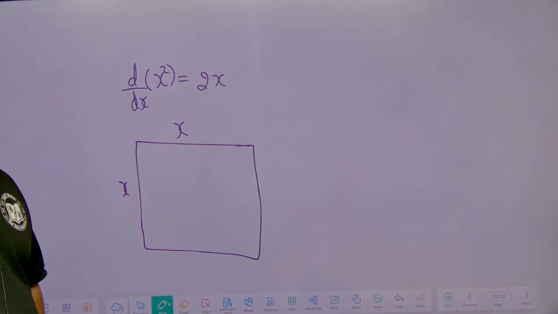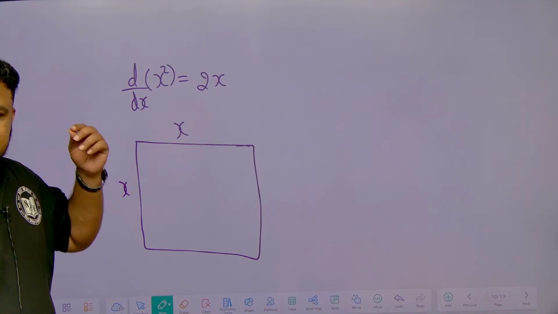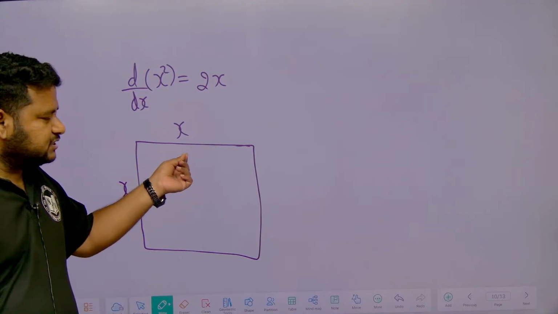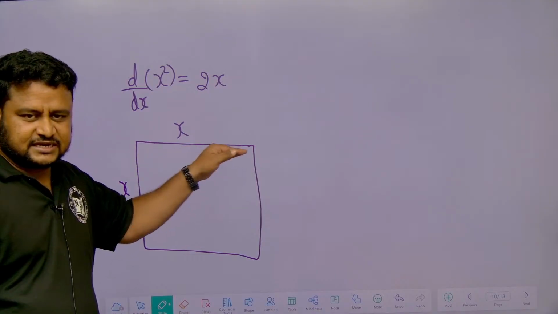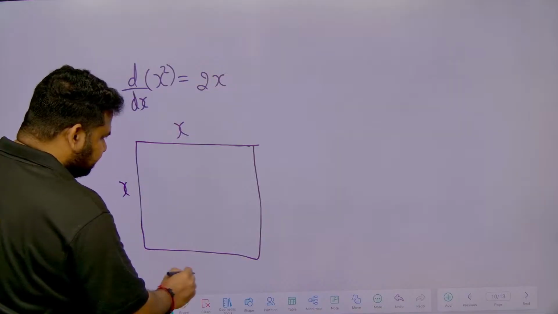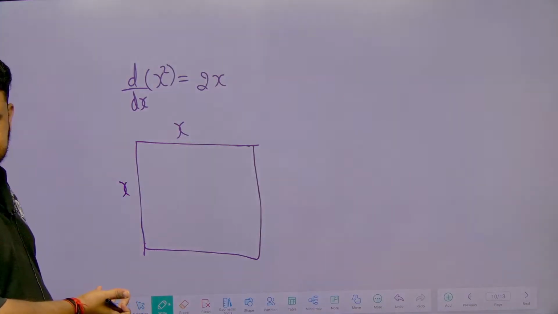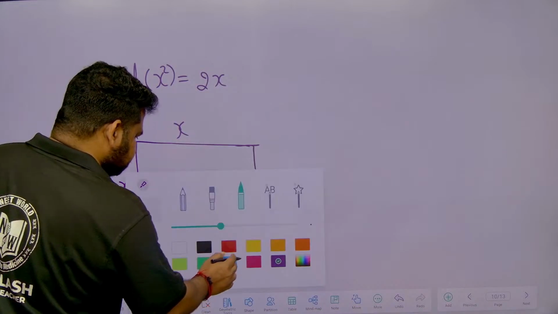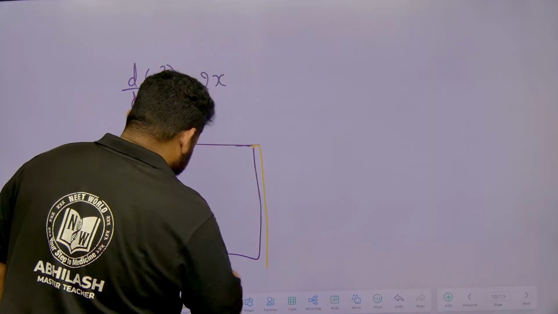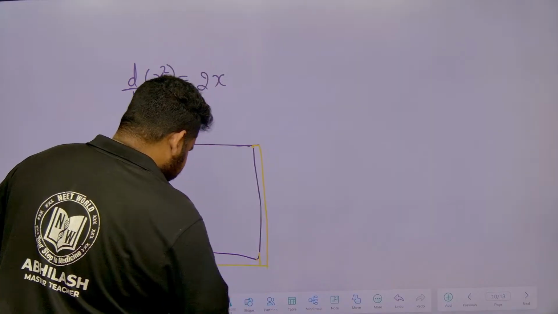Calculus, that is integration and differentiation, is a branch of mathematics which studies very small changes. Suppose there is a very small change in x on this side. We will represent it like this. Here also there is a very small change, because both sides are x, so if this length changes, this also changes. We will represent it in some other color. See here, a very small change here, and here also a very small change.